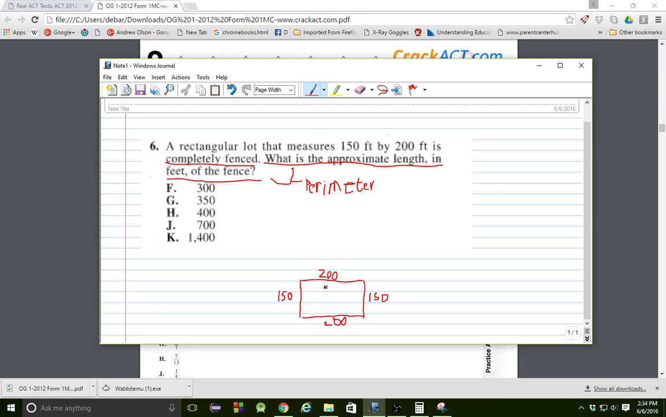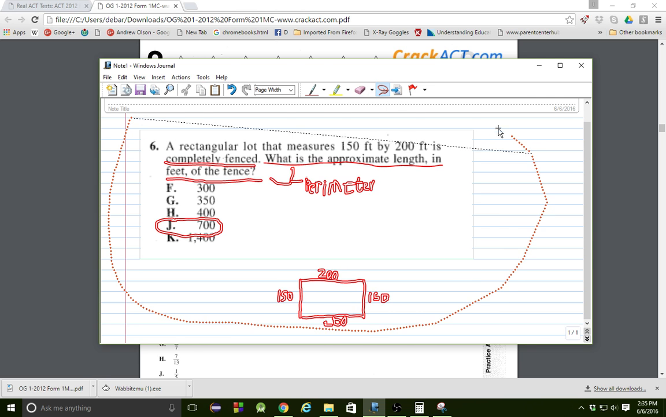So all you got to do is add 200 plus 200 plus 150 plus 150. We can use a calculator for this, but this is simple addition in your head. 200 plus 200 is 400 plus 150 plus 150. So that's 400 plus 300, which is 700. J over here.